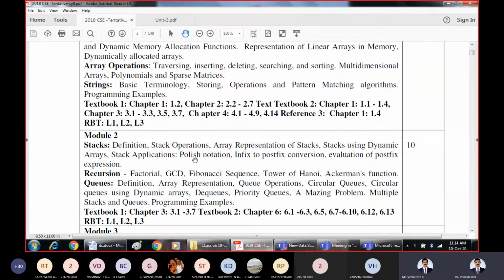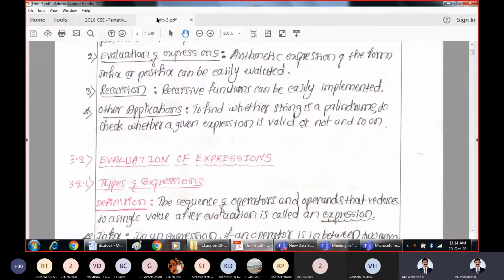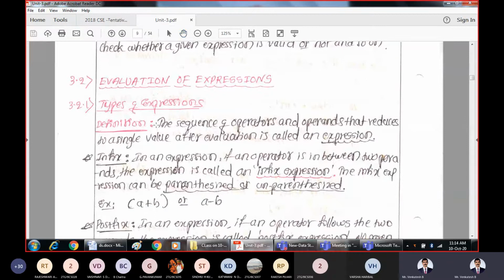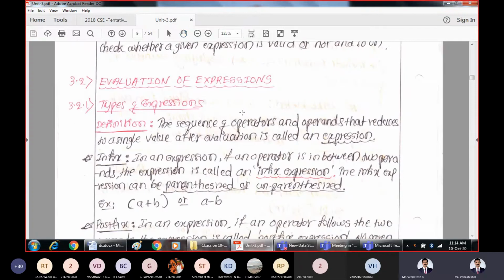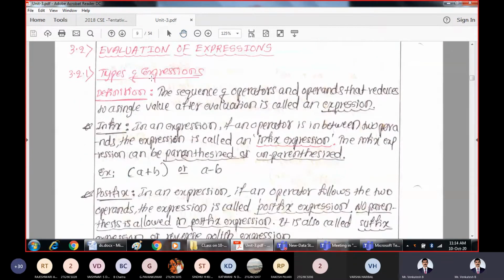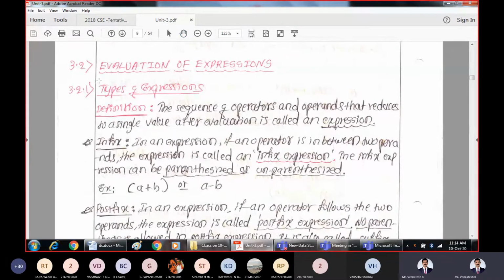So different notations: what is Polish notation, what is infix notation, what is postfix. That I'll be discussing now. Before we go for evaluation of expressions, we must be able to convert expressions from infix to postfix. For that purpose, we should know different types of expressions. So let us see the different types of expressions. What are the types of expression?